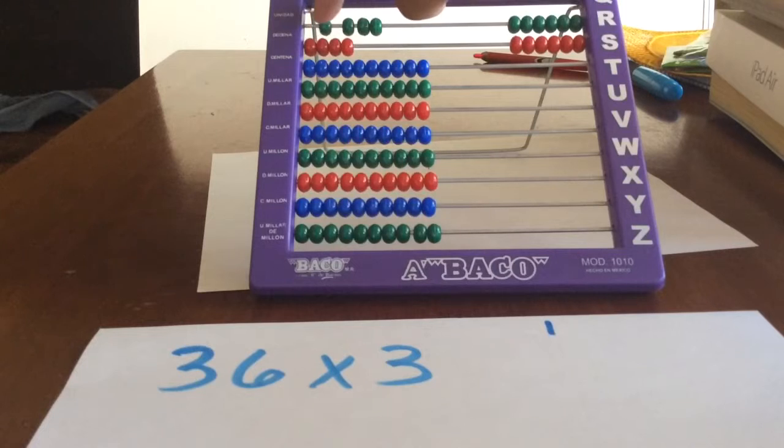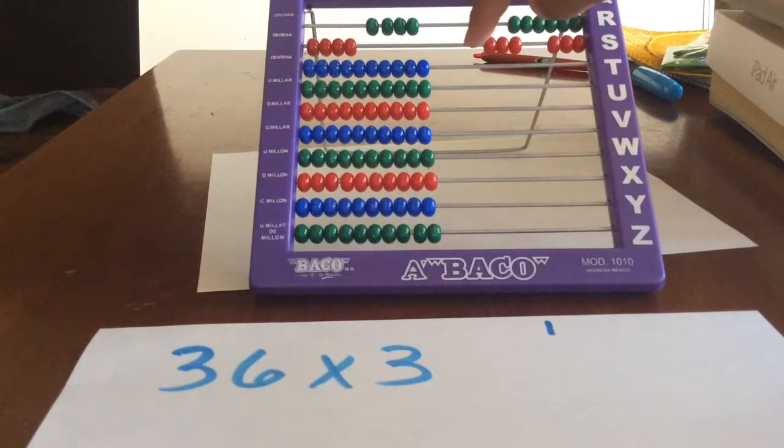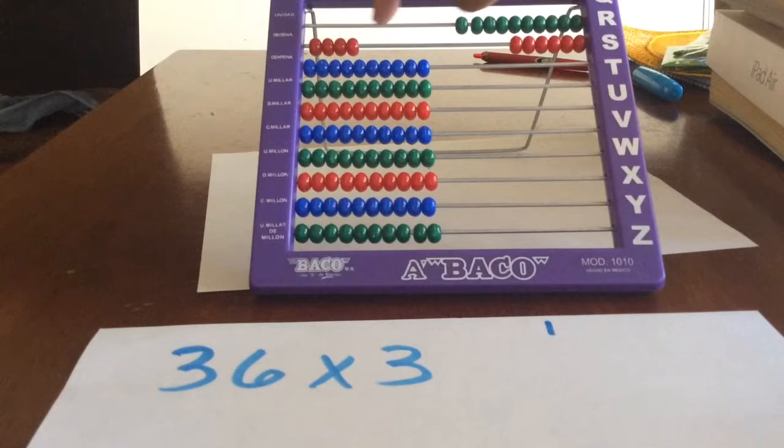1, 2, 3, 4. Oh, I was only able to count 34. I ran out of ones, right? I was only able to count the 30 and the 4. So I'm still going to count them, right? So 30 plus a 4. But I need 2 more ones. I don't have any more ones.